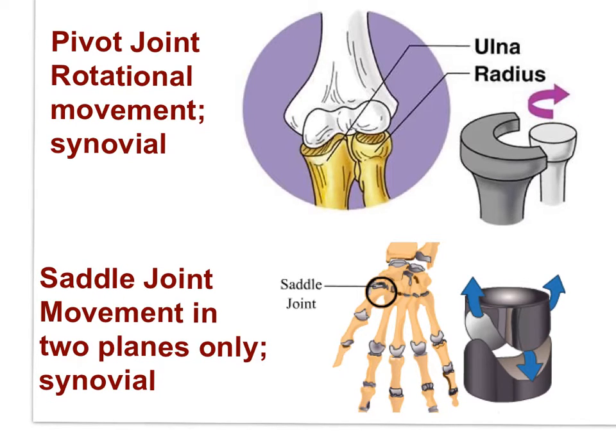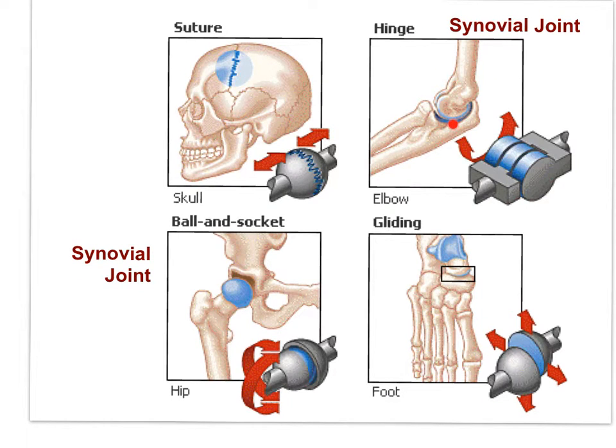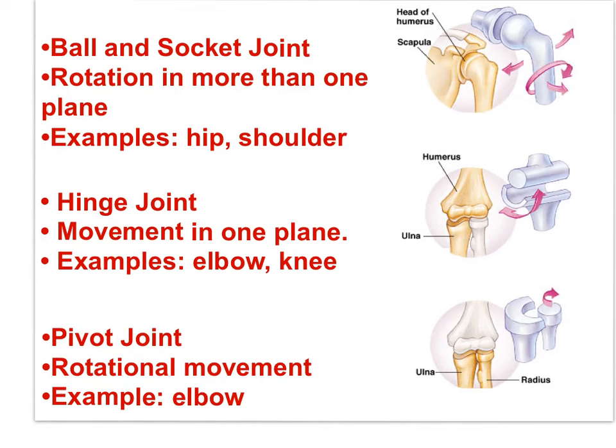The saddle joint allows movements in two planes only, back and forth, side to side. The saddle joint is synovial, and it is the capsule that pops when people pull hard on their fingers. Some people enjoy cracking their knuckles, as it's called. The elbow joint, a hinge joint, is synovial, as is the ball and socket joint, which allows rotation in many planes. Sutures of the skull and gliding joints are not synovial joints. Here are additional images of a ball and socket joint, a hinge joint, and a pivot joint. I'll let you study this slide on your own.